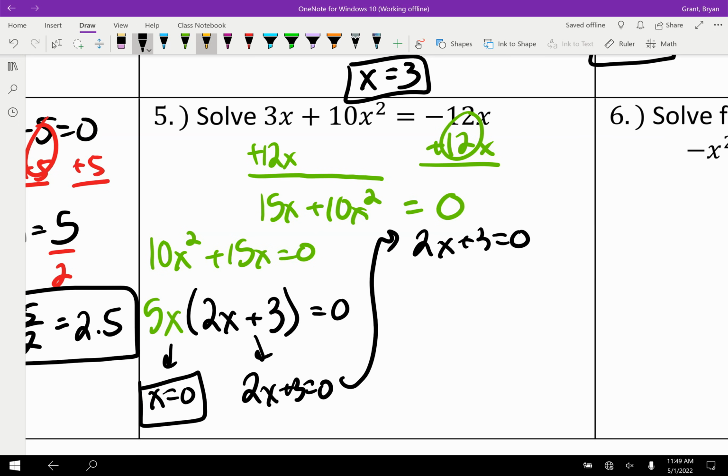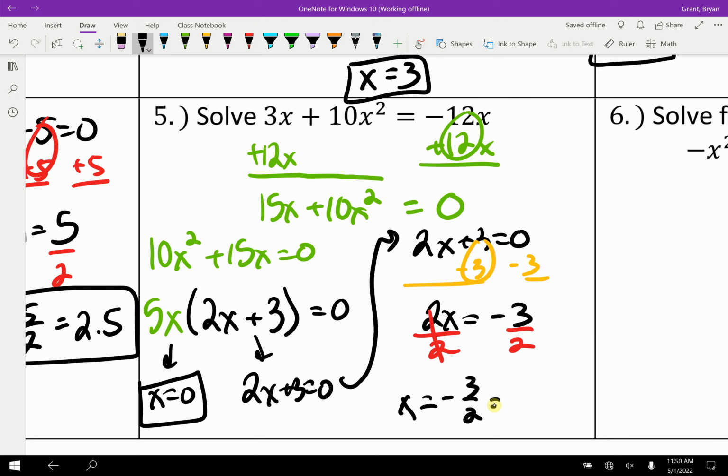Good. And let's finish this off. Subtracting 3 from each side this time. 2x equals negative 3. And finish by dividing by 2. And that leaves us with x equals negative 3 halves, or half of 3 is 1.5. Looking pretty nice. 1 to go.